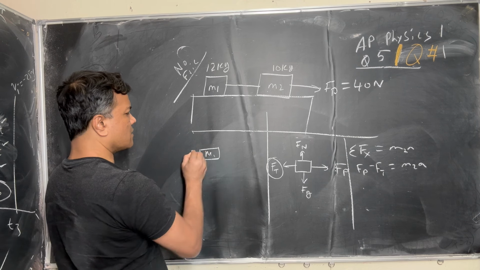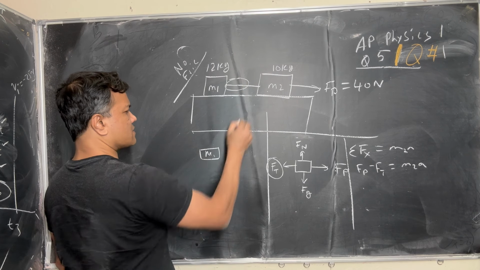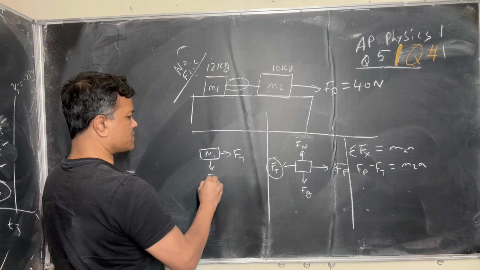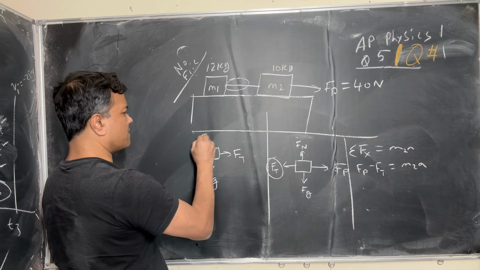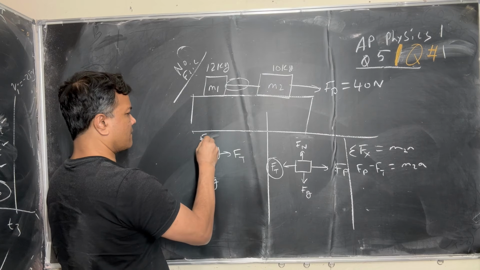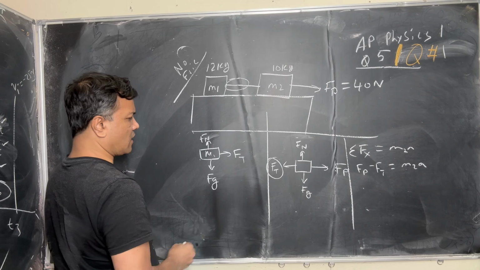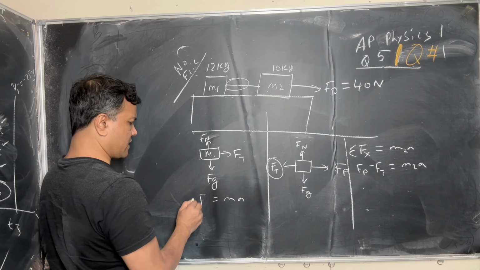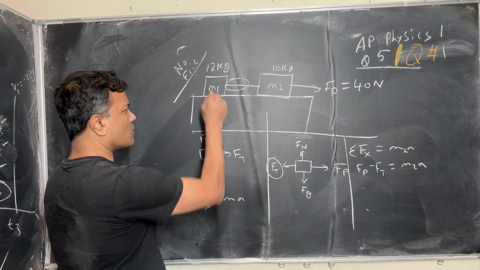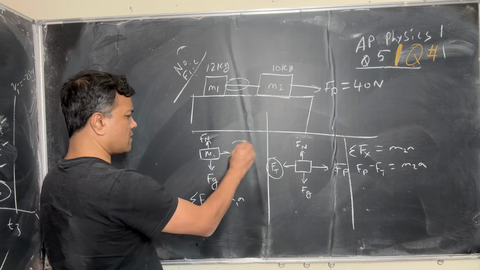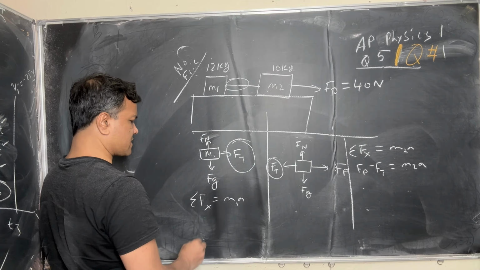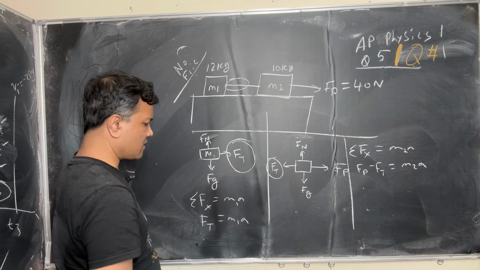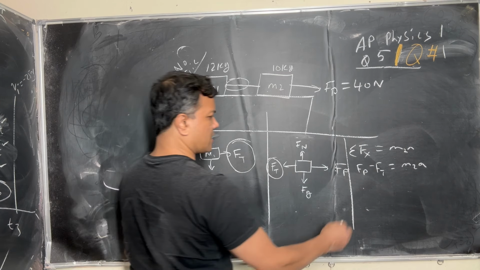So let's come over here. M1, what's going on? Tension force, no friction, Fg, Fn. Okay, so Newton's second law, F is equal to ma. Again, what direction? X direction. What type of mass? Mass 1. How many forces acting at the x direction? Only one. Ft is equal to m1a. Very simple.